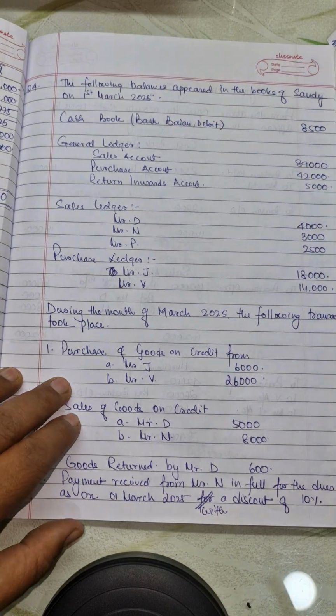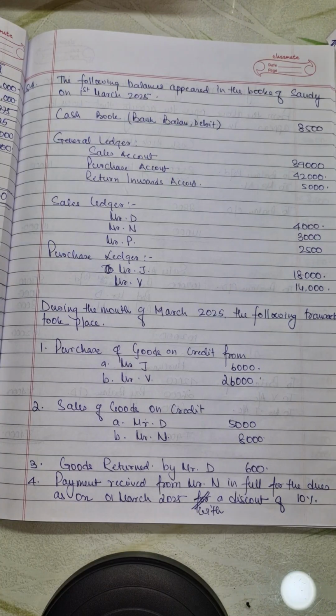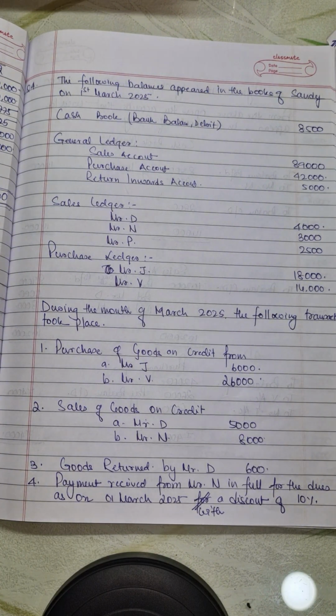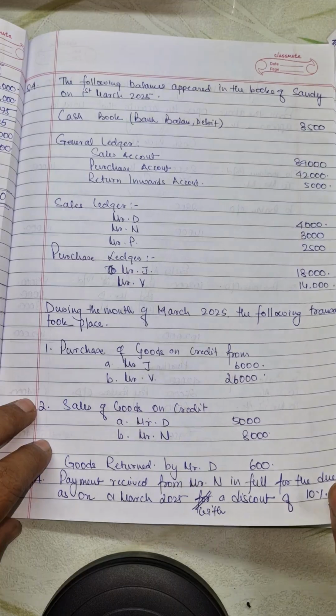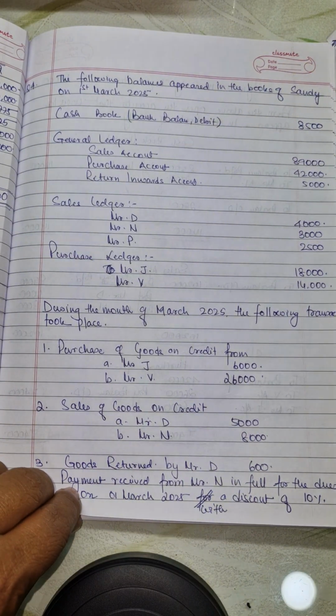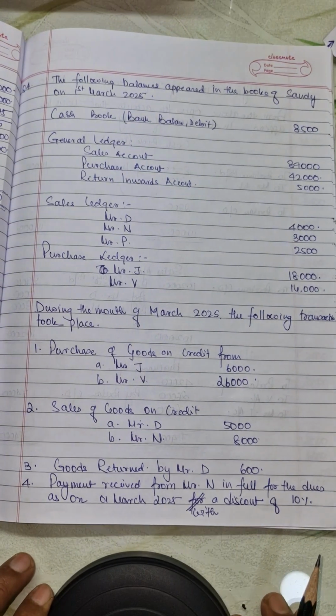Now next is purchase. What is the journal entry for purchase? Then you can understand the balances. The journal entry for purchase is purchase account debit to party account. Party is the giver. It is always credited, and purchase is a nominal account. So it is in the debit side. Have you understood?